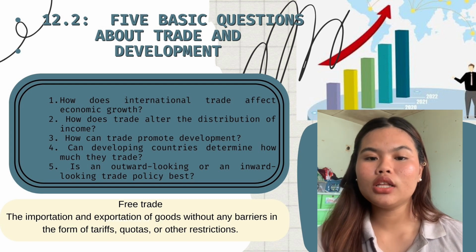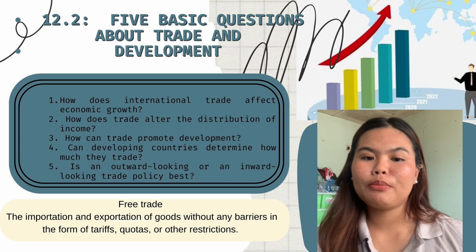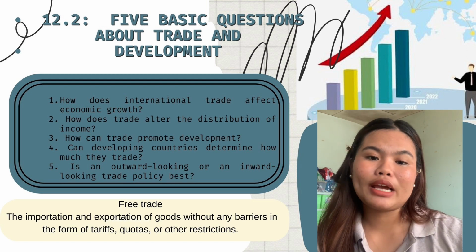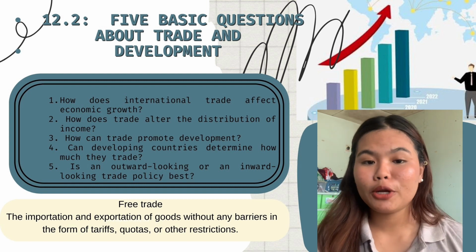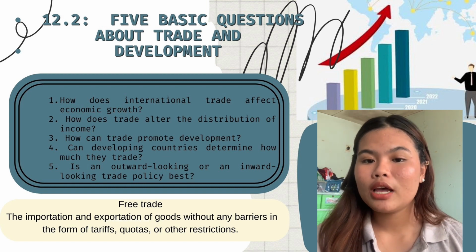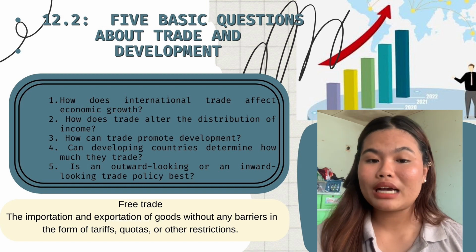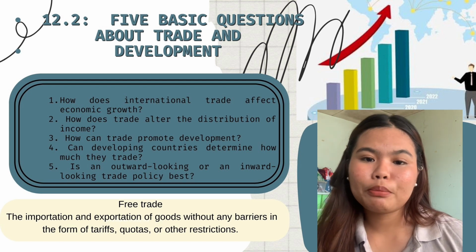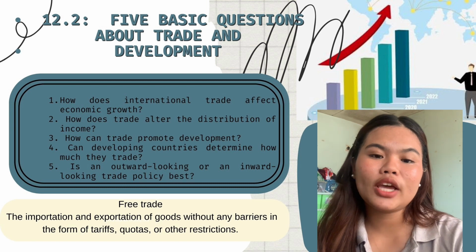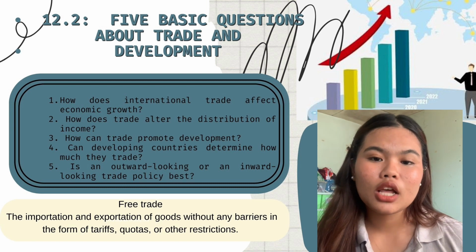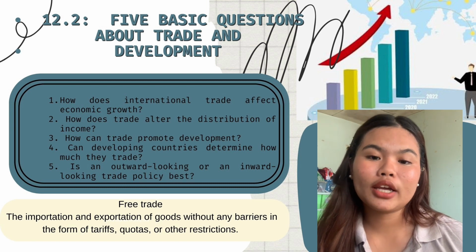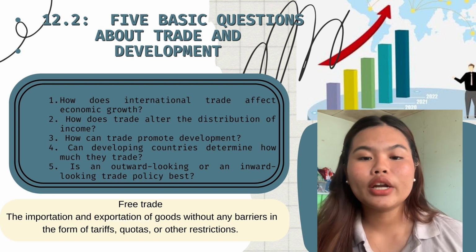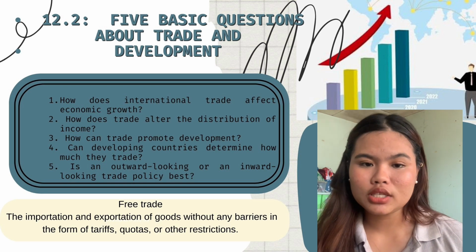For the fourth question, can developing countries determine how much they trade? In a world of free trade, international prices and costs of production determine how much a country should trade in order to maximize its national welfare. Countries should follow the principle of comparative advantage and not try to interfere with the free working of the market through government policies that either promote exports or restrict imports.